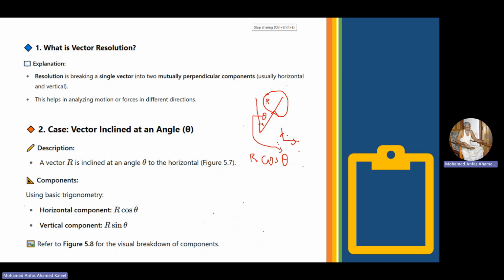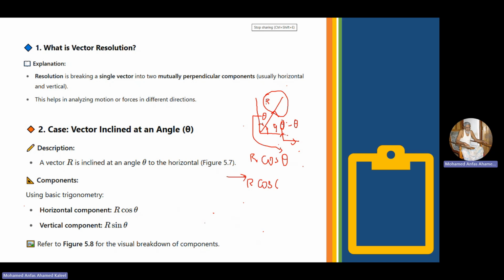So what about this one? Here also, what is this angle? 90 minus theta. This angle is 90 minus theta. So you simply write: you want the horizontal direction, you put cos.